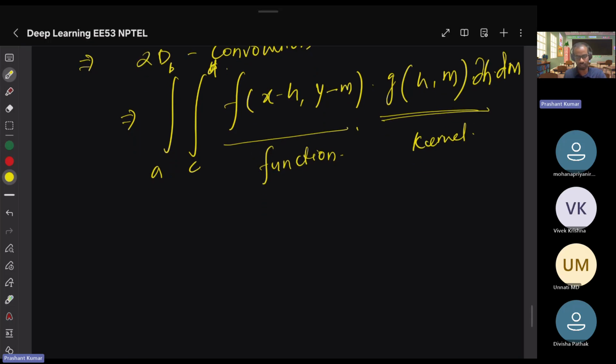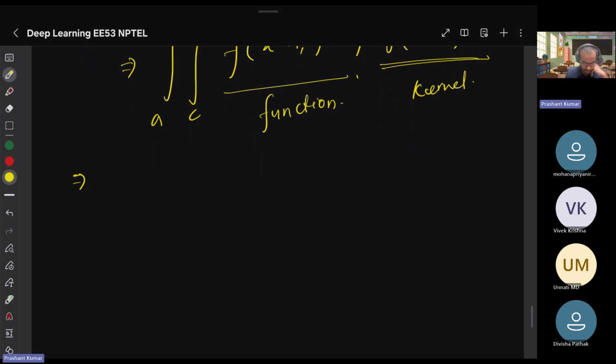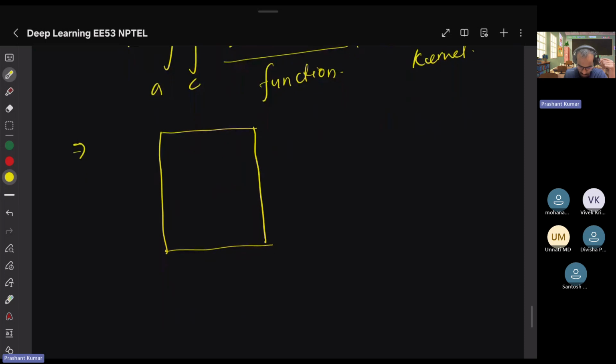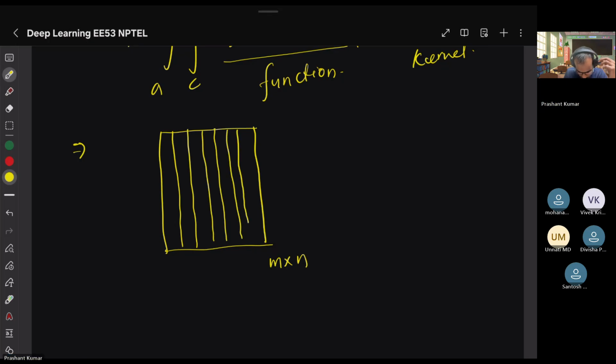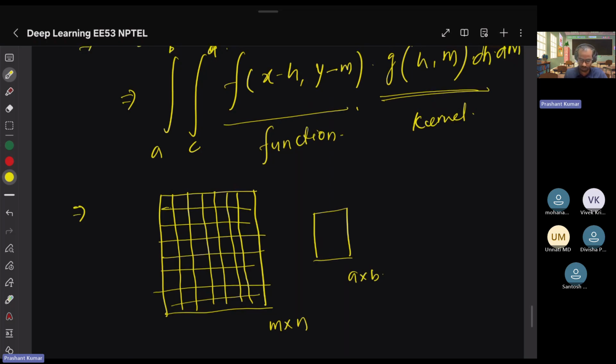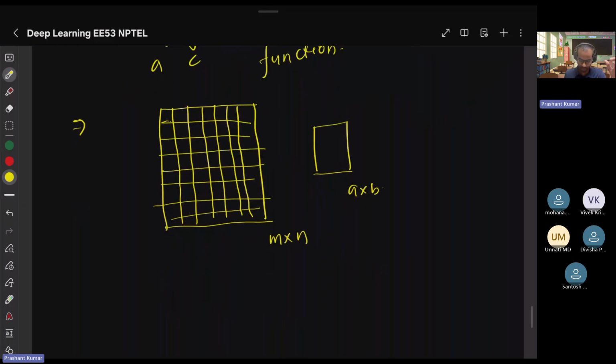So how will this look in real life? Let's say you have an image of m cross n dimension, such that each dimension is a pixel. And then you have a kernel of dimension a cross b. Don't try to map this a and b and c and d to the previous example. They are just numbers.